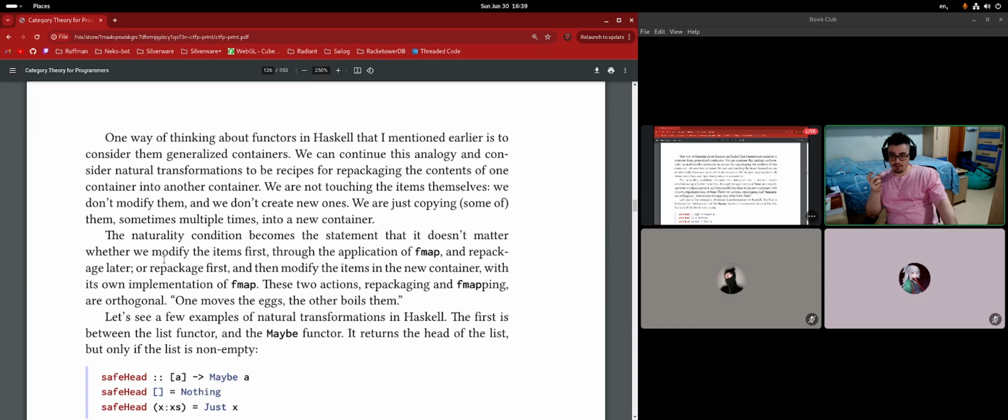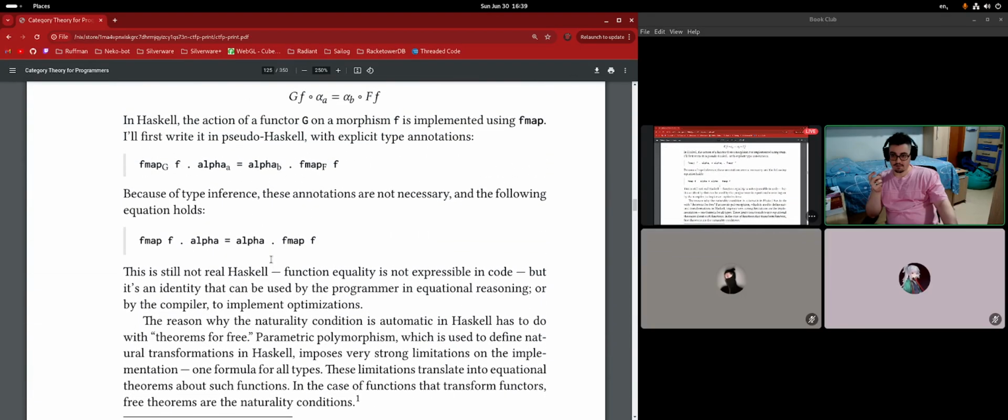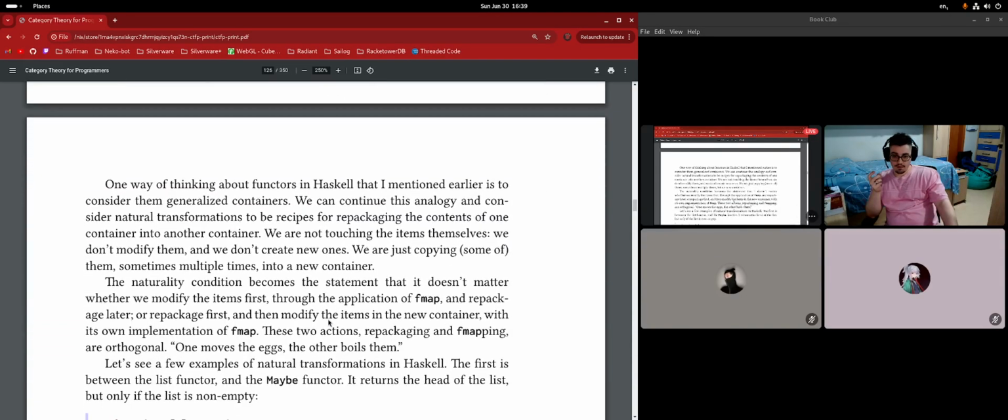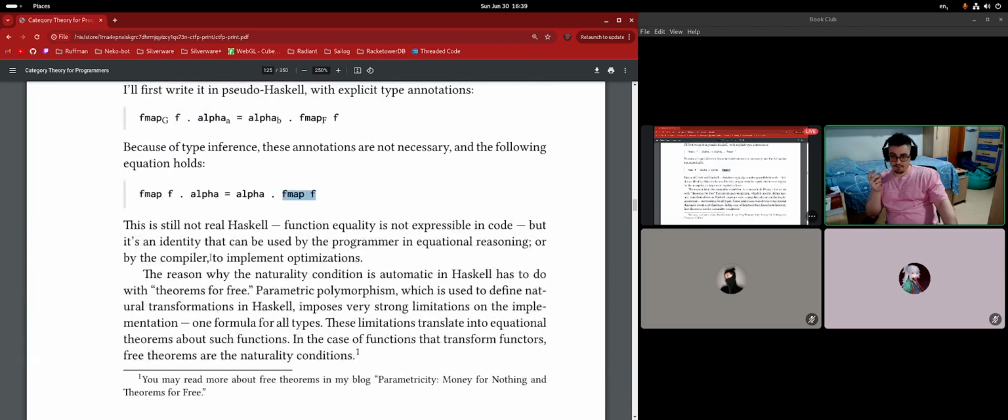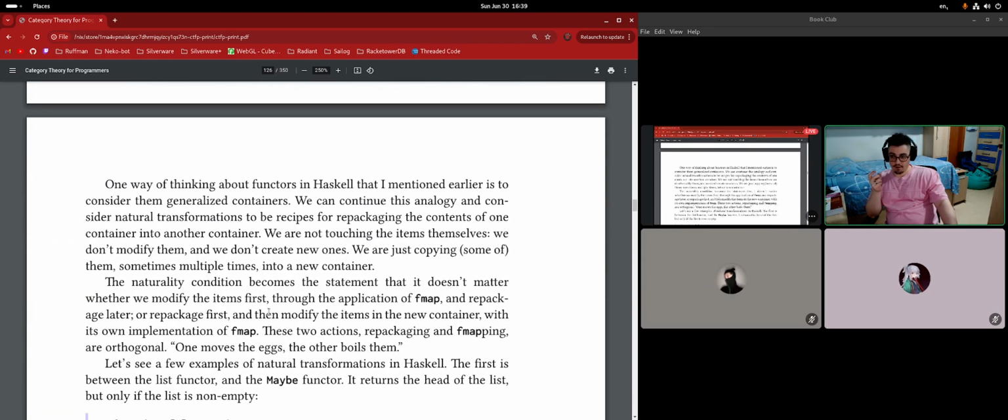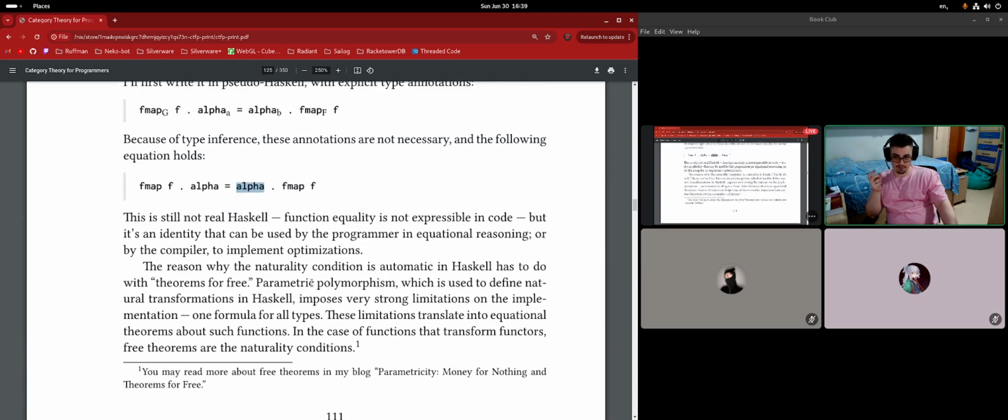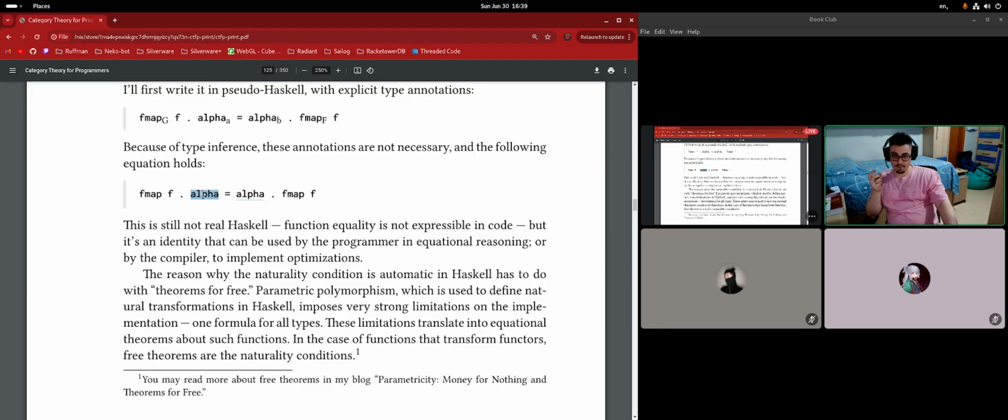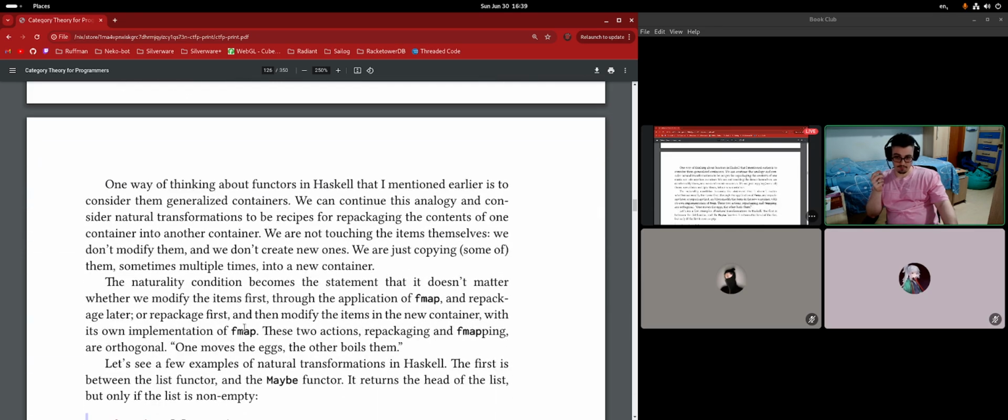It doesn't matter whether we modify the items first through the application of fmap. So we're talking about doing this first and repack it later, which means doing alpha, or we repack it first and then modify the items in the new container. So this is basically saying if you repack it first and then do the fmap, it's the same as doing the fmap first and repacking it. That's basically what you're reading there.